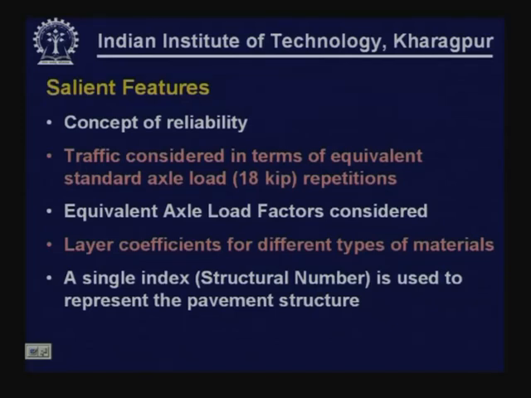A single index called structural number is used to represent the pavement structure. A pavement may have any number of layers, 3 layers, 4 layers, 5 layers. All these layers, having different types of materials and different strengths, are represented in terms of one single index known as structural number. Structural number gives us the strength of the pavement and the condition of the pavement at any given point of time.